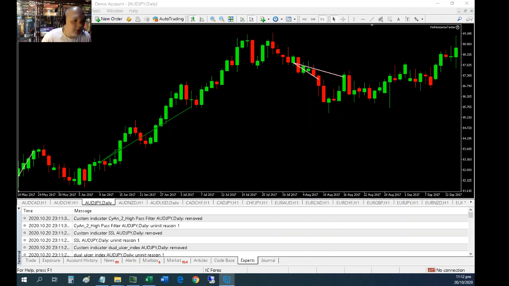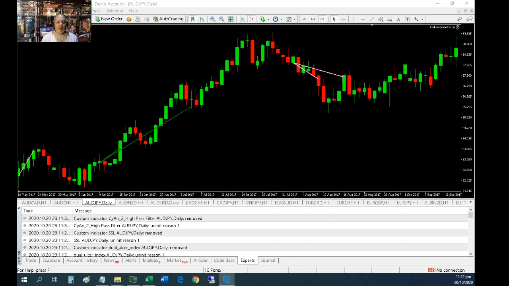I'm running this on MT4. I have the paid version for MT5, but I find that MT4 still has a lot more indicators. This is what I'm going to show you now.